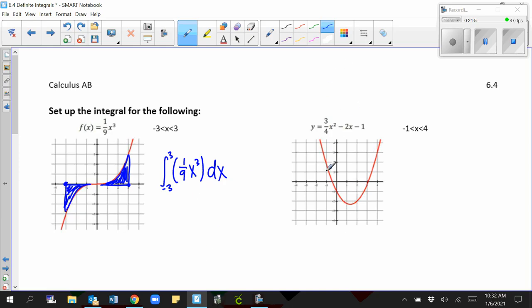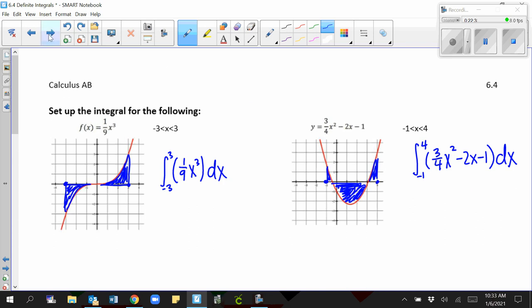Let's do this one over here. We want to go from -1 over to 1, 2, 3, 4. So that's going to be that part, and then also this part right here. So I'm going to have my integral from -1 to 4, and then I'm going to put in my y, which is 3/4 x squared minus 2x minus 1, and then a dx on the end because that x is our variable. So that's how you would write your integrals if you're given a function and some bounds, so some intervals that you're looking at there. That's how you would write your integral.